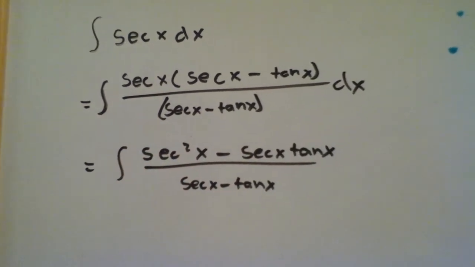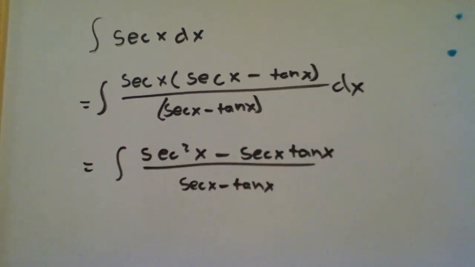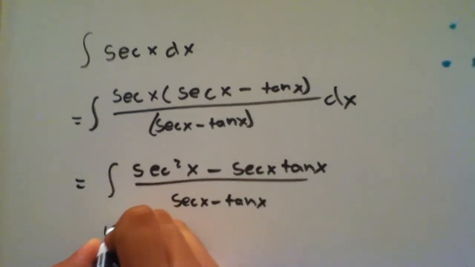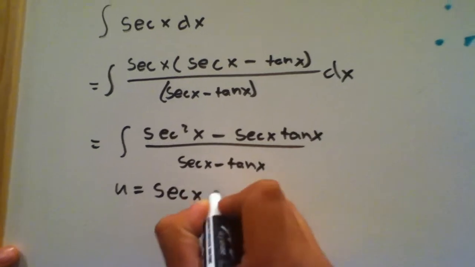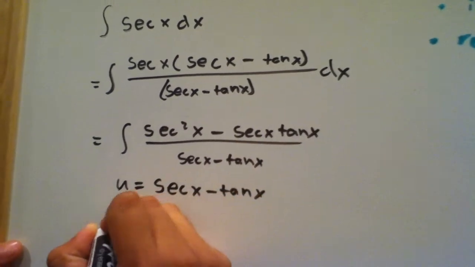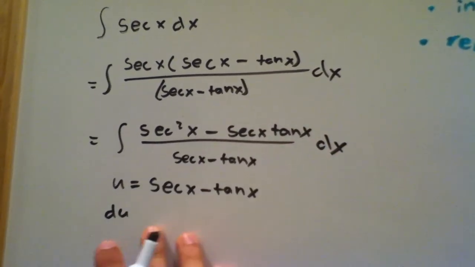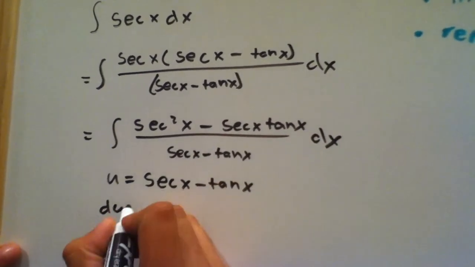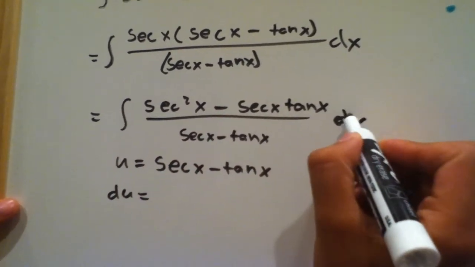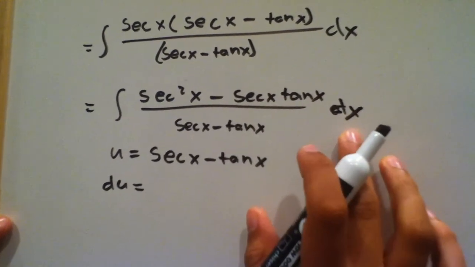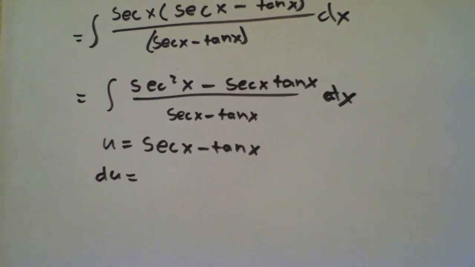Once you see this relationship between two separate parts of the problem, you want to take the simpler one and replace it with u. So u is secant x minus tangent x. Now you want to find dx in terms of u and du. Don't forget this dx, because it's very important: you have to replace the dx in terms of u and du, and that's a big part of these substitution problems.